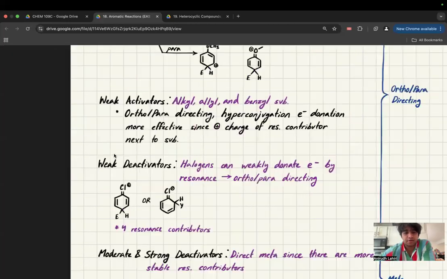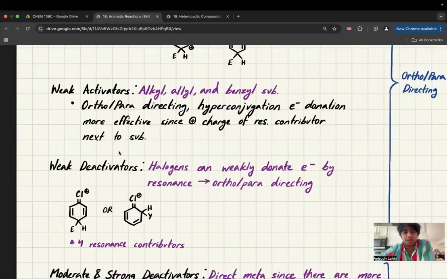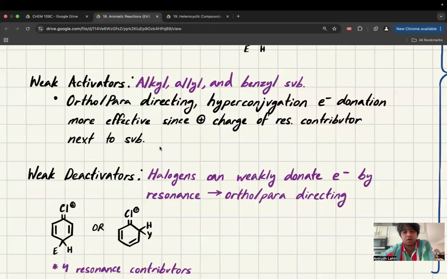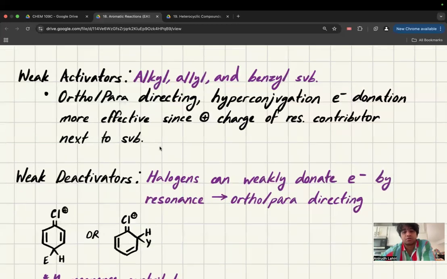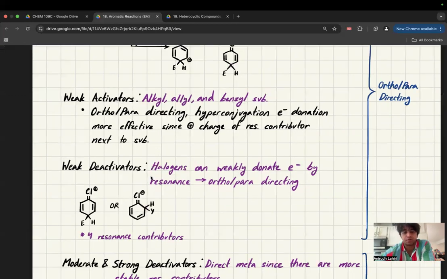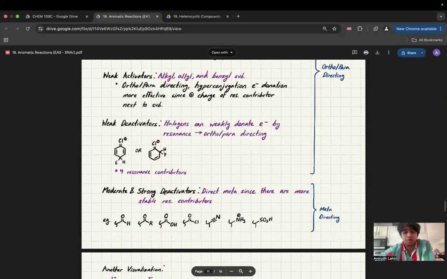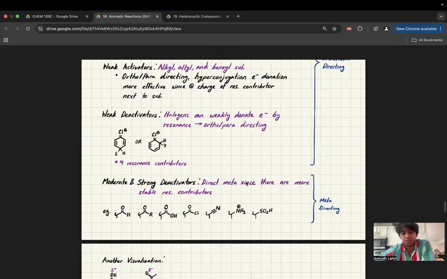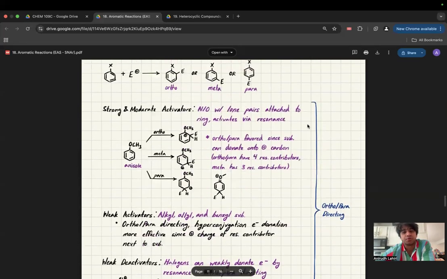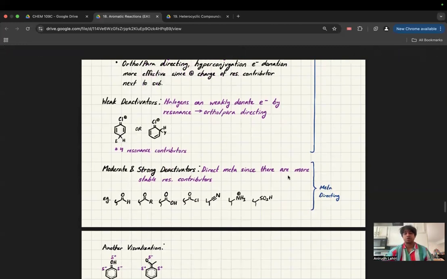Okay. Weak activators, alkyl, allyl, and benzyl substitutions. So ortho-para directing: hyperconjugation electron donation is more effective since we have a plus charge on one of the resonance contributors that's next to the substituent. Weak deactivators like halogens can weakly donate electrons by resonance. These are ortho and para directing. Moderate and strong deactivators direct meta since they have more stable resonance contributors. So basically, pretty much everything is going to be ortho and para, unless you're a really, really strong deactivator, in which case you'll be meta.